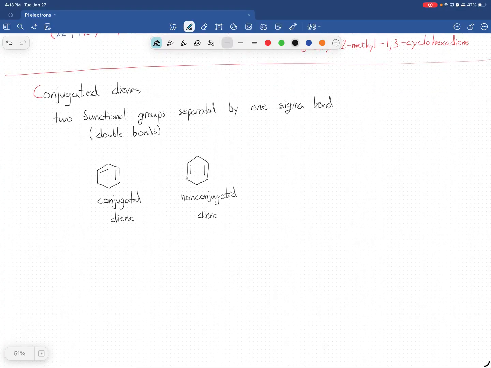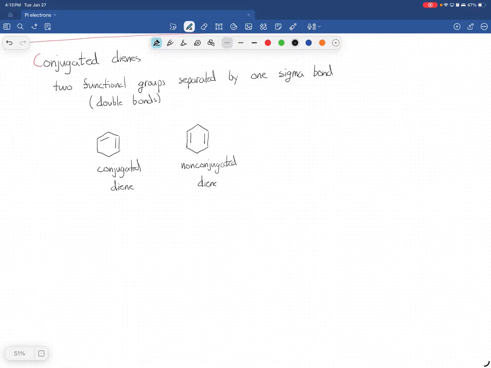So let's talk first about the relative stability of these double bonds, okay? The way we quantify stability here for alkenes is by hydrogenation, so the relative stability of dienes.